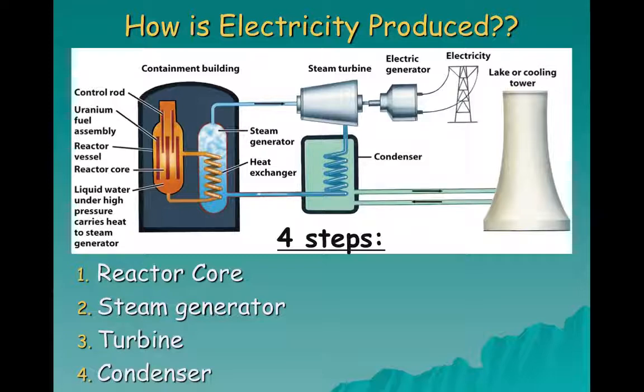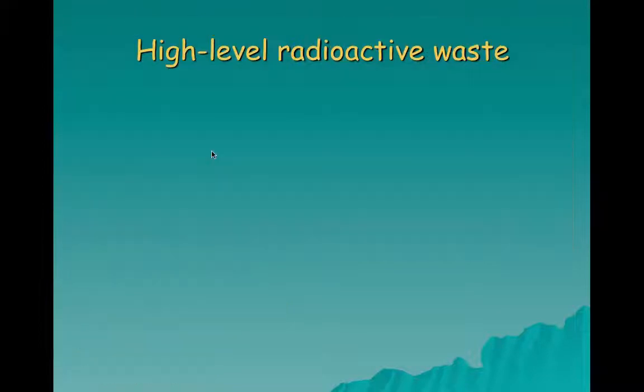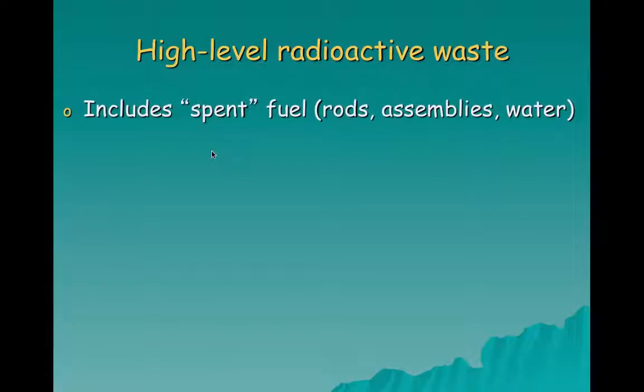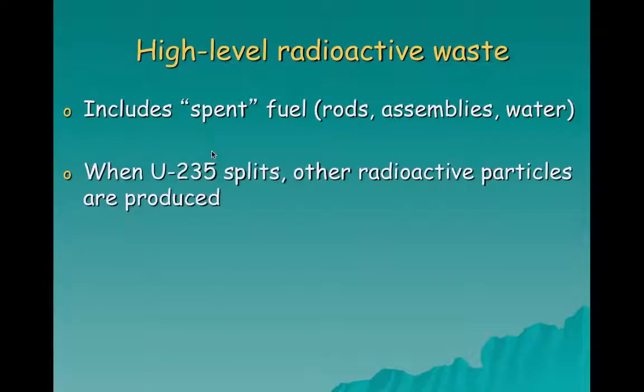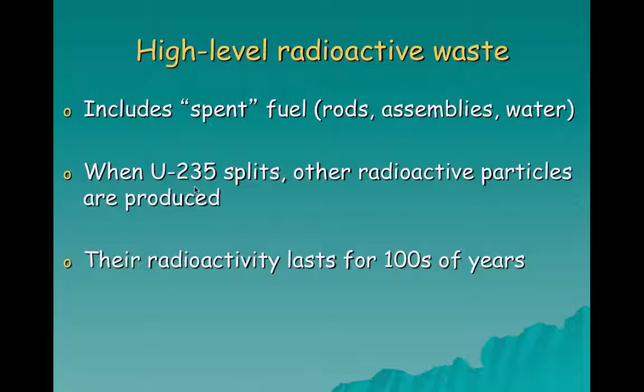And also all the water that is used in this entire process has been exposed to this radioactivity, and it's also considered high-level radioactive waste. If you remember in the Japan disaster with their nuclear power plants, this is basically what started leaking out, all this water, and that was a huge problem. So the high level includes all of these spent fuel parts, and also when this U-235, the radioactive isotope of uranium, splits, you have other radioactive particles that are produced, and their radioactivity can last for hundreds of years.